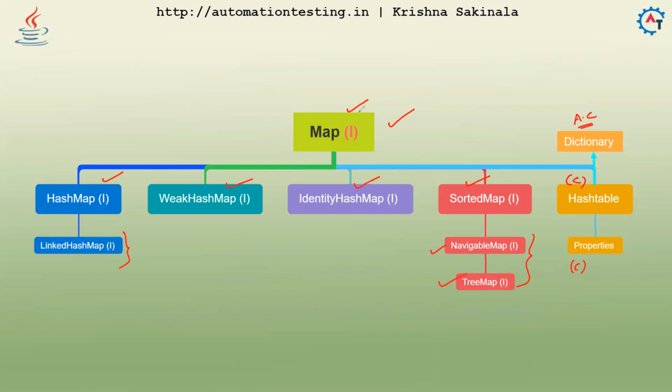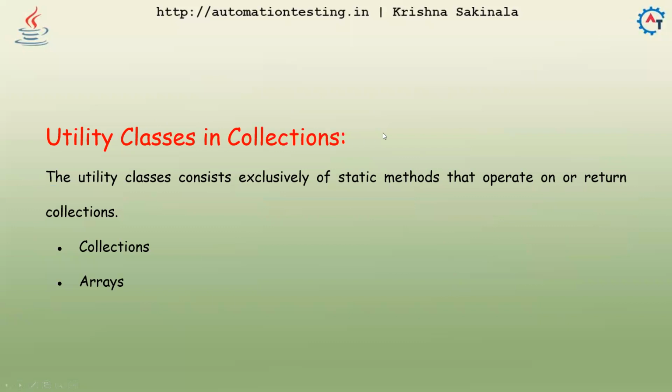Apart from these Collection and Map, we have a few more things under the collections framework. Those are utility classes in collections. So what are utility classes? The utility classes consist exclusively of static methods that operate on or return collections. Means if you want to perform some specific operations on collections, then you can use these collections utilities. We'll discuss all these whenever we need to use them.